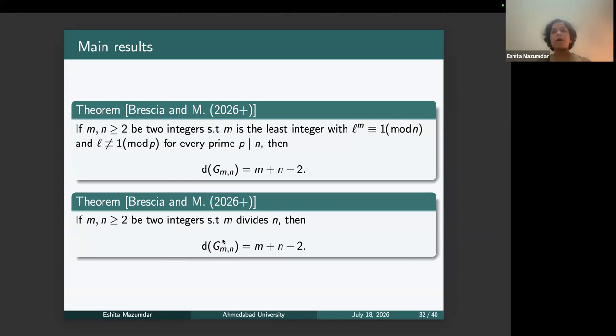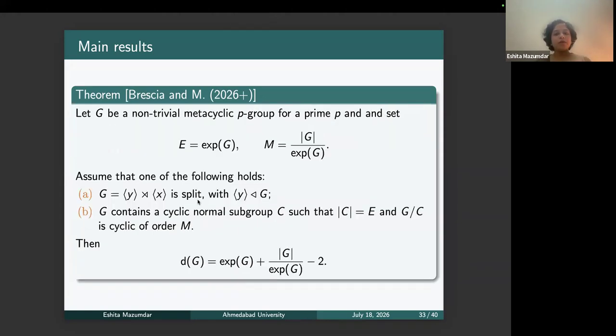So we are proving something extra which has not been covered in the Bas conjecture. We also prove that if G is a metacyclic P group, and E is the exponent of G and M is the cardinality of G divided by the exponent of G, and either G splits or G contains a cyclic normal subgroup C such that the cardinality of C is the exponent E and G by C is a cyclic group of order M, then we can say this.